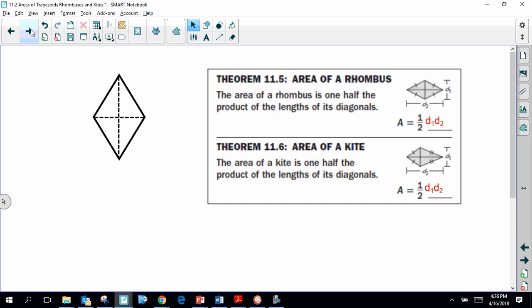Now we're going to take a look at the area of a rhombus and the area of a kite. Now, area of a rhombus and area of a kite, if you notice, have the same equation. 1/2 multiplied diagonal 1 multiplied by diagonal 2. Now, where did that come from?